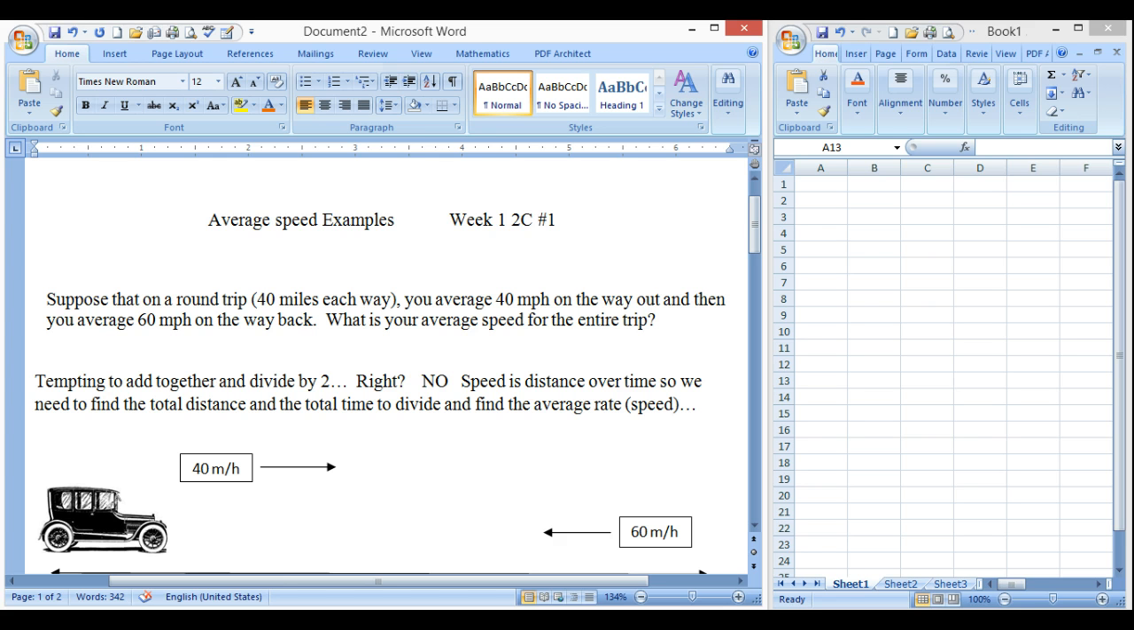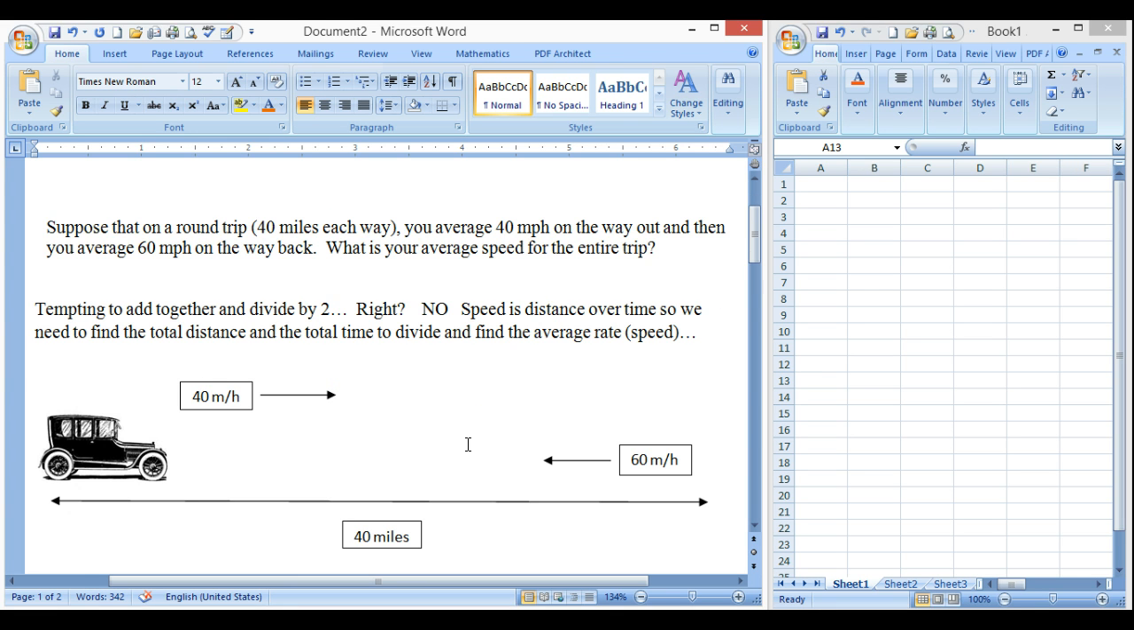No. Speed is distance over time, so we need to find the total distance and divide it by the total time to find the average speed for the whole entire trip. Because I'm a visual learner, I went ahead and made a graphic so that we can break it down a little bit. So here I have my very old classic car, and I know it would never reach 40 and 60 miles per hour, but it was cute.